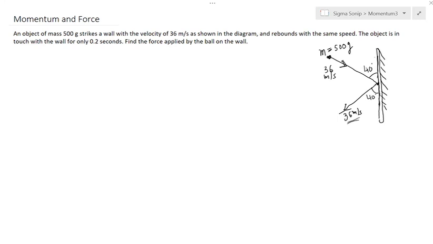We will be solving this question by considering change in momentum. So we are going to use this equation: F equals delta P over t. All right, so we need to find delta P, we need to find P initial and P final. P initial is the initial momentum, which equals mass times velocity, 0.5 times 36, which equals 18 newton second, and it has a direction like this.